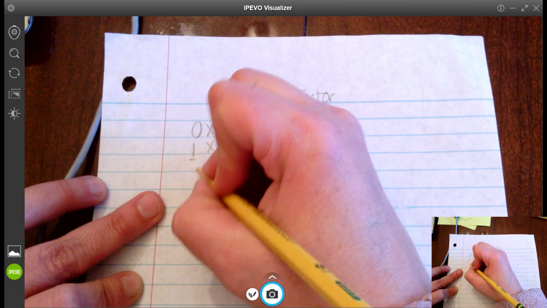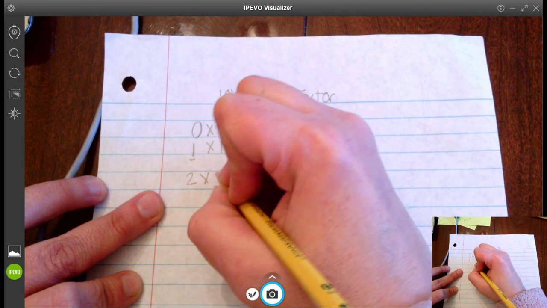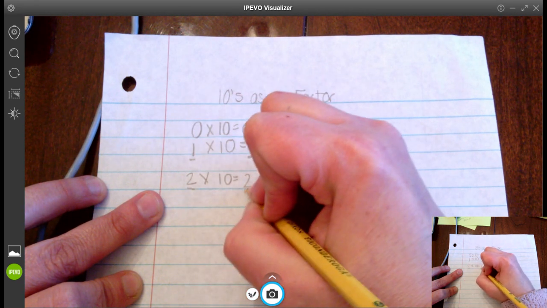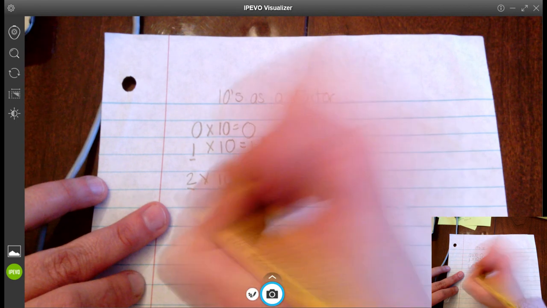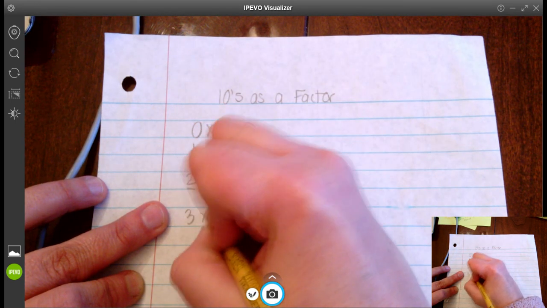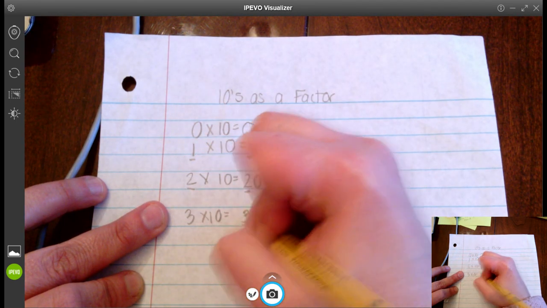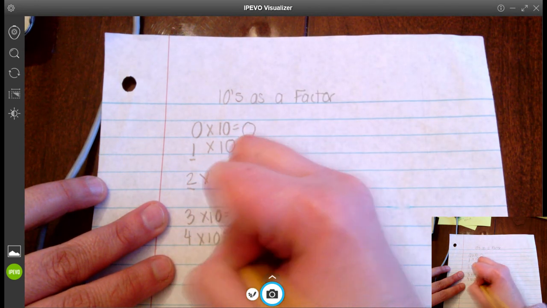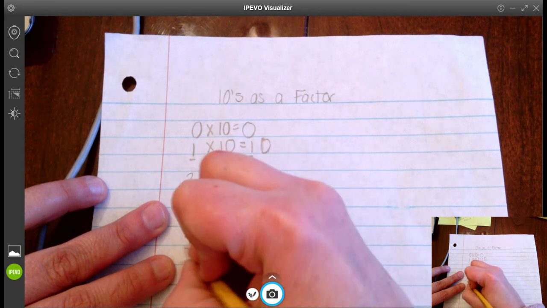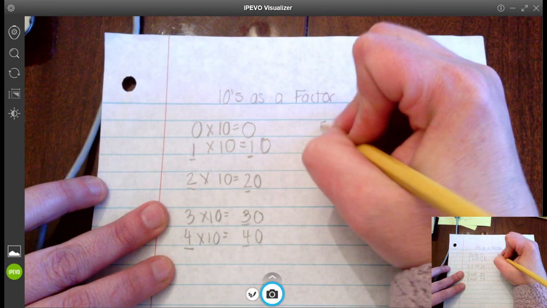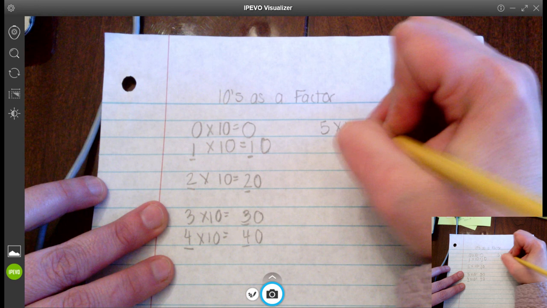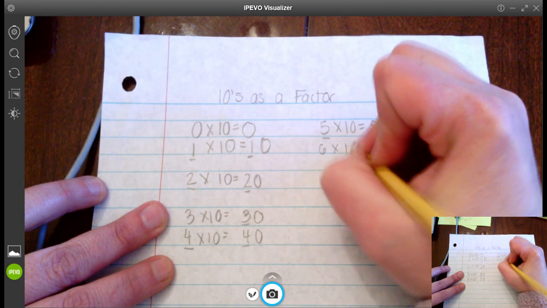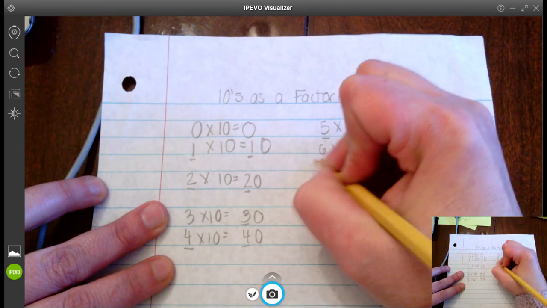All right, then we've got 2 times 10. Notice this 2 is here, so we're going to have a 2 here and then a 0. And you've got 3 times 10, same thing, pattern here. You should be noticing a pattern. 4 times 10 equals 40. Okay, 5 times 10 equals 50. You should notice these 5s. 6 times 10 equals 60.